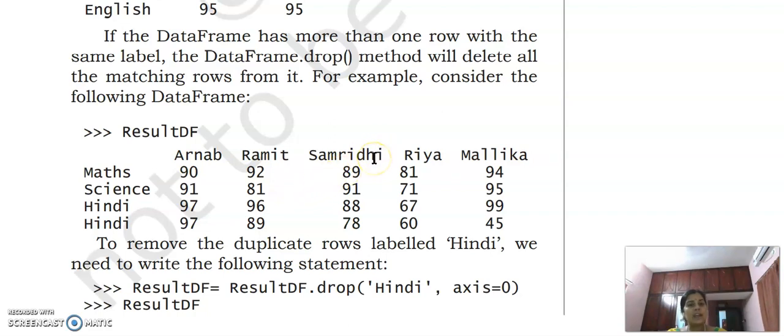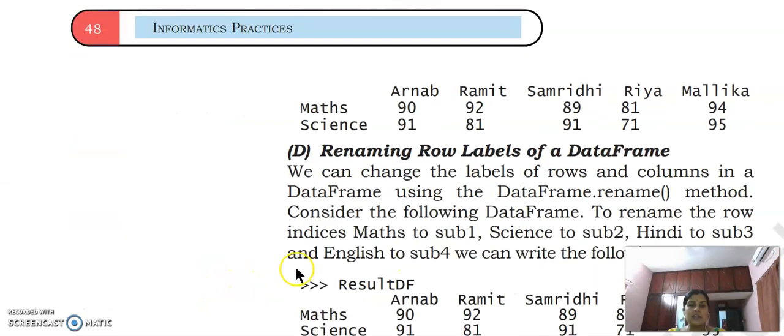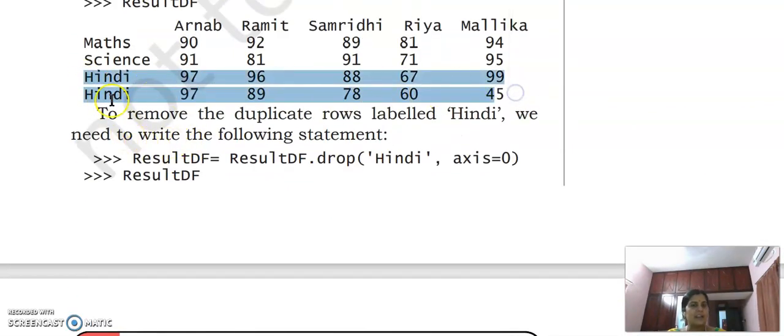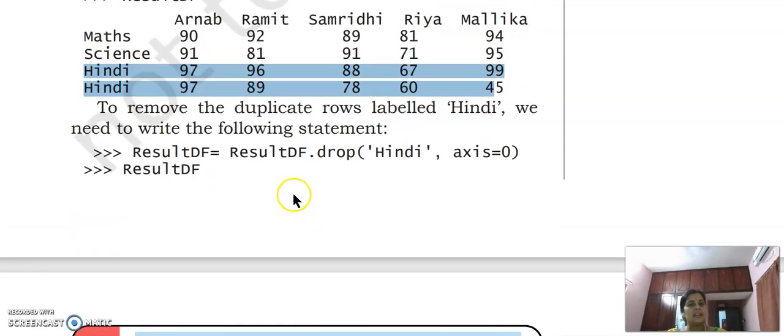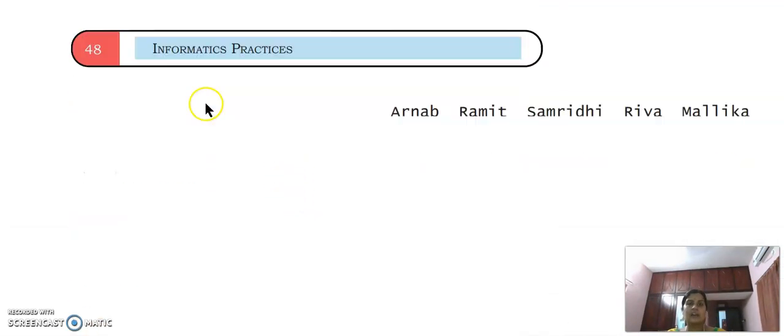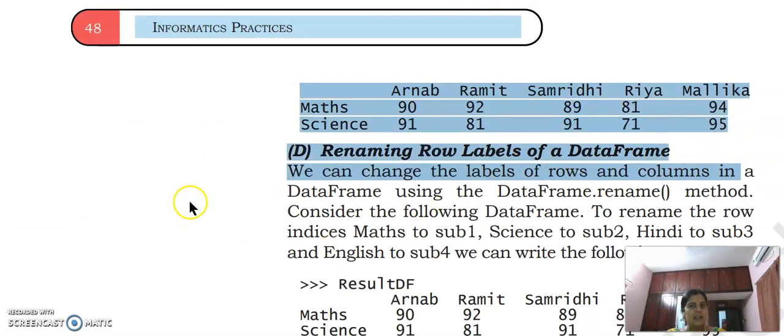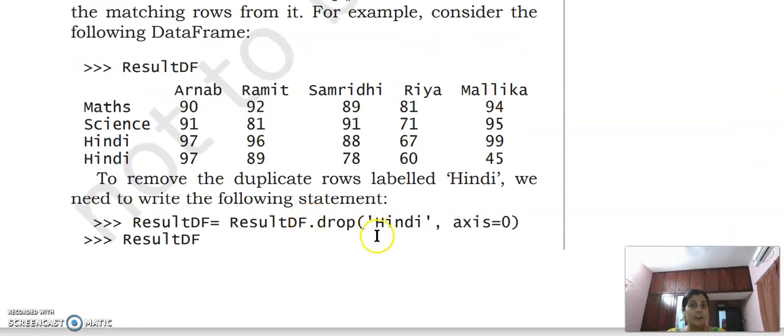Then suppose there are two rows of the same name. What happens when we use result_df.drop('Hindi', axis=0)? It will delete both the rows. You can find that there are duplicated rows here. So if you are dropping some rows, both of those rows are deleted. This will be the output. Hope that is clear. So here we are using the drop method.